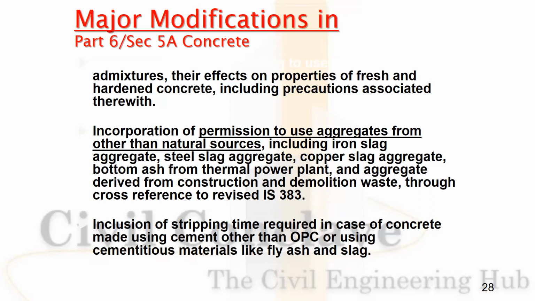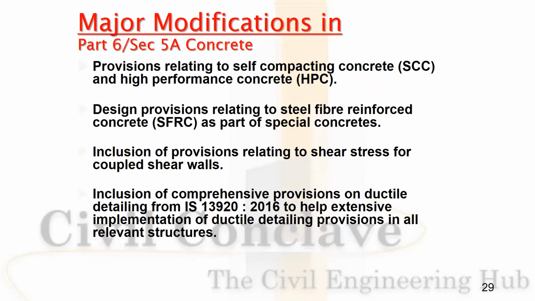Admixtures, incorporation of permission to use aggregates from other than natural sources, including iron slag aggregate, steel slag aggregate, copper slag aggregates, all added with a cross reference to IS 383. Inclusion of stripping time required in case of concreting made using cement other than OPC or using cementitious materials like fly ash and slag. Provision related to self-compacting concrete and high-performance concrete.